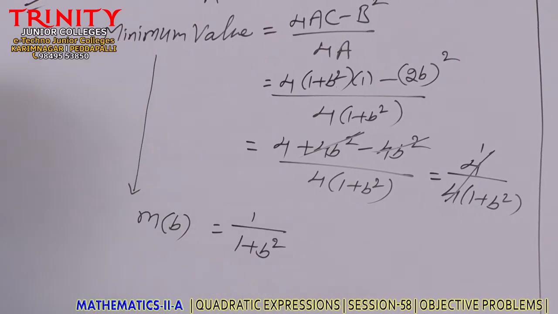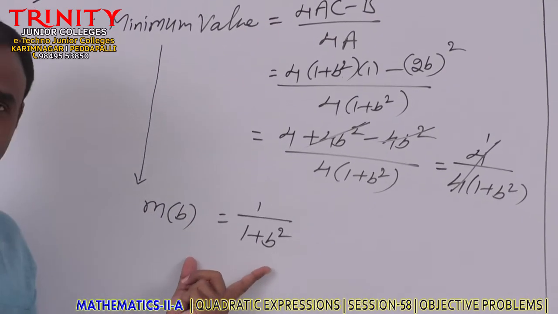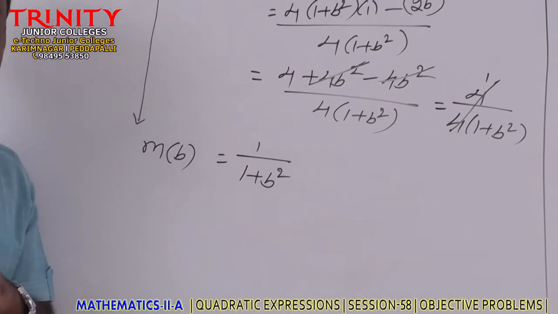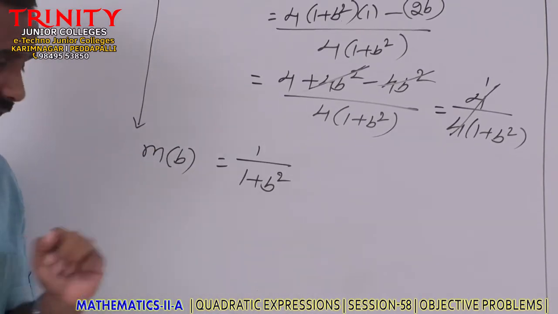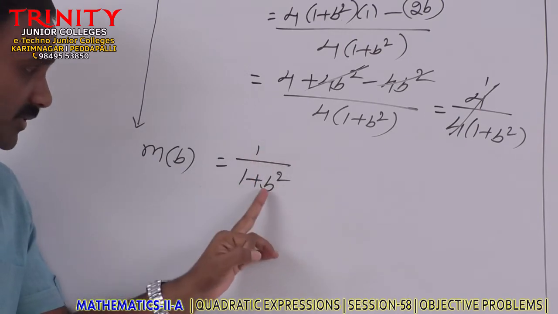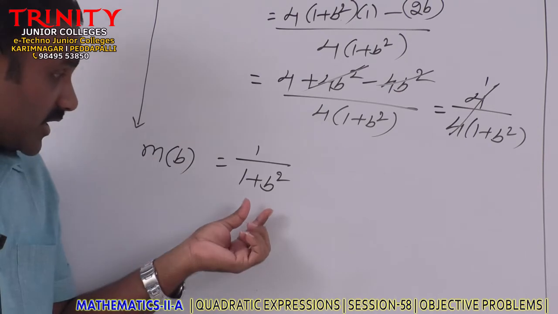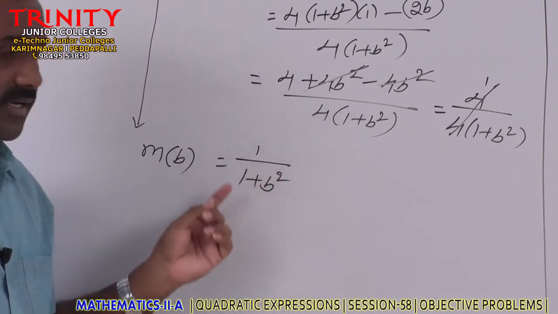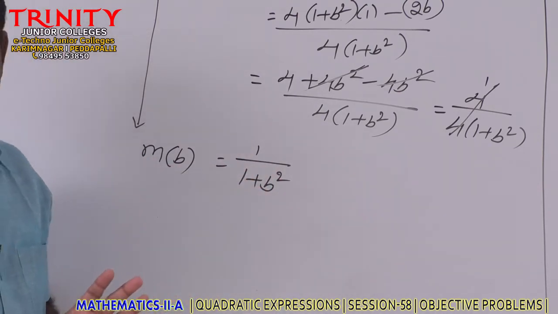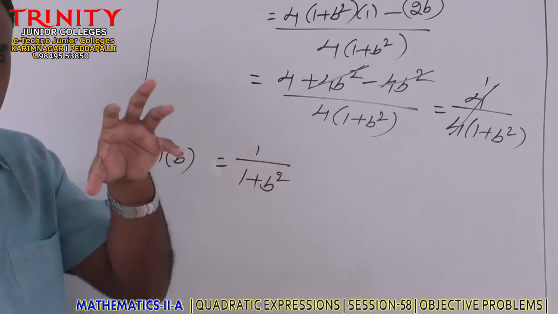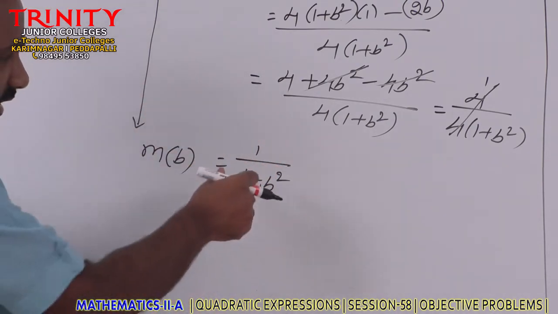What is its domain? Any real number. We have done this same type of question in functions, domains and range. It is in the form of 1 by 1 plus x square. For any value of x, the denominator doesn't become 0, which means it is defined for all real numbers. Therefore the domain is any real number.